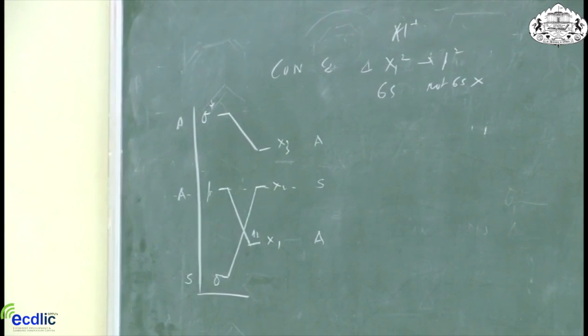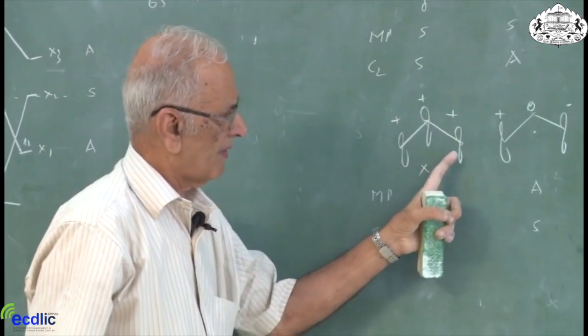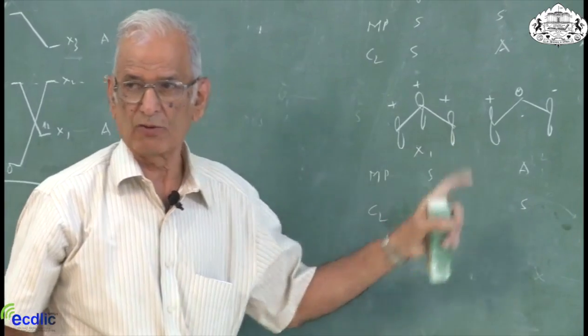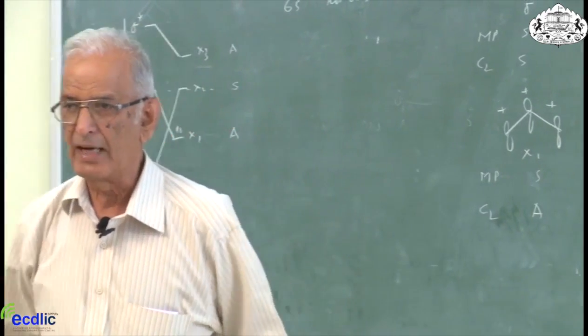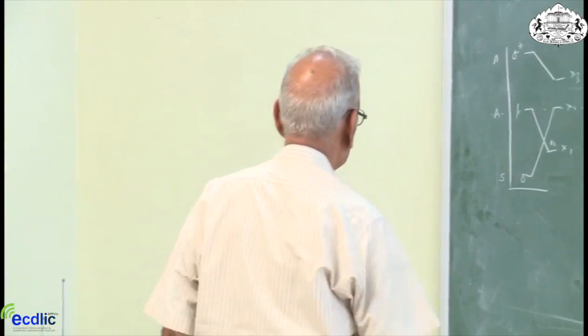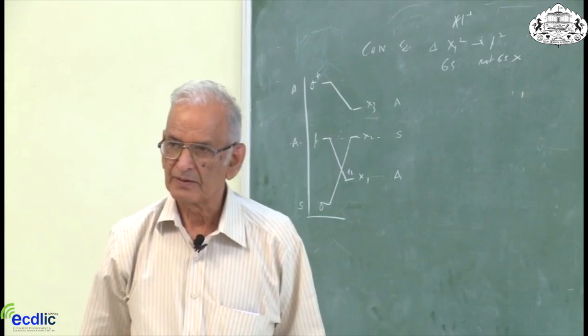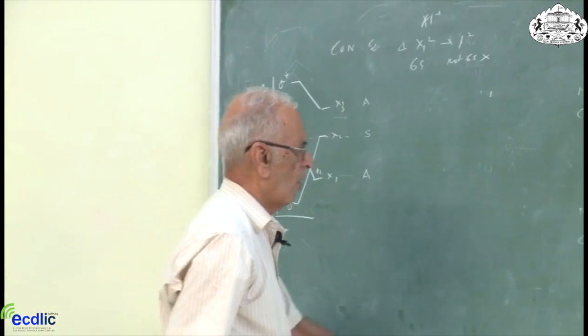In the conrotatory process, what will happen? When I do this, this will be plus, this plus will go outside. So, 1 and 3 will go down, 2 will go up. Sorry, 1 and 3 will go up, only 2 will come down. All right? Okay.